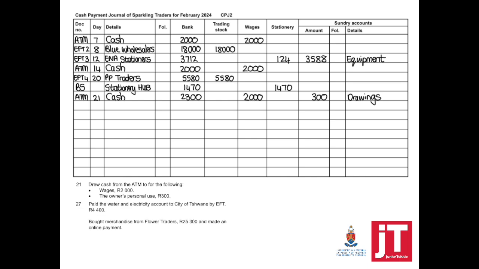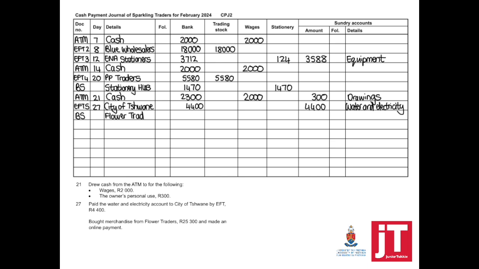Day 27, paid the water and electricity account to City Tshwane by EFT 4,400. On the same day, bought merchandise from Flower Traders 25,300 and made an online payment. So the first transaction that we're going to enter on day 27, the source document is EFT number 5. Who did we pay? City of Tshwane. How much? 4,400. For what reason? Water and electricity. You don't need to write the date again.